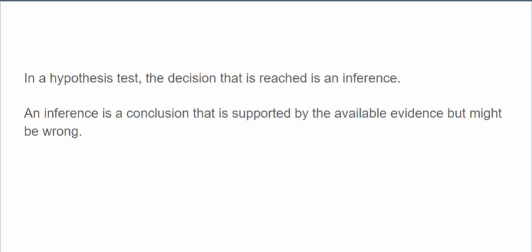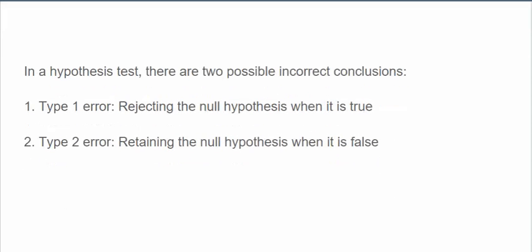But when a jury convicts or acquits a person, it's just an inference. It's not a sure conclusion because it's possible to send an innocent person to jail, and it's possible to let a guilty person go free. So in a hypothesis test, the same thing is true. It's possible to reject the null and be wrong, or to retain the null and be wrong. So in a hypothesis test, all you're saying is, based on the data I have, I'm confident that this is the truth, but I'm not 100% sure. And the two possible wrong conclusions have a name. They're called a type 1 error and a type 2 error.